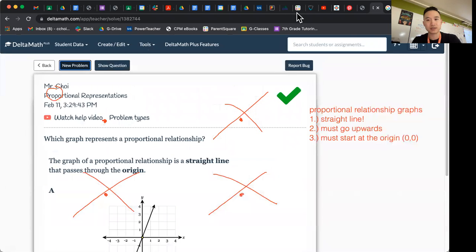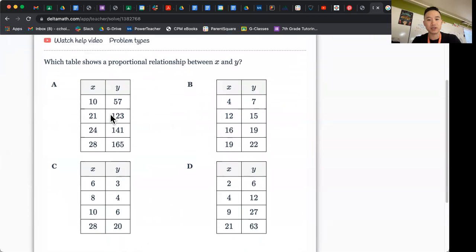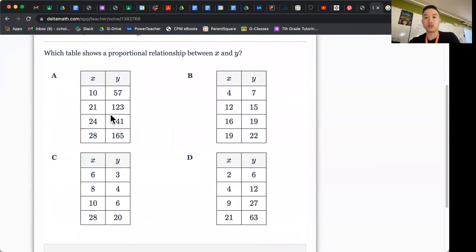Say yes. All right, let's try another example. This time I want to look for a table. Here we go. Sometimes you can show proportional relationships as tables as well. With tables, you just need to make sure that the unit rate is constant. Unit rate must stay constant.